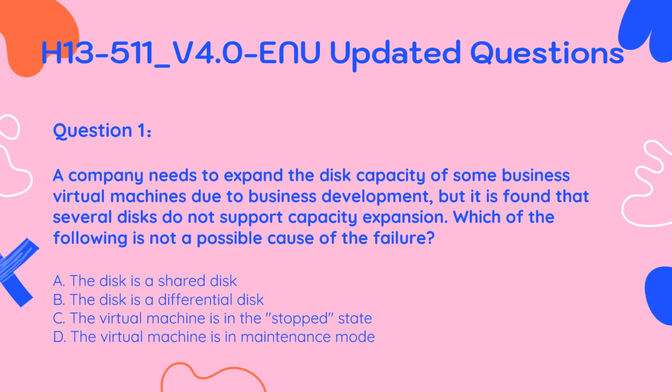Question 1. A company needs to expand the disk capacity of some business virtual machines due to business development, but it is found that several disks do not support capacity expansion. Which of the following is not a possible cause of the failure? A. The disk is a shared disk. B. The disk is a differential disk. C. The virtual machine is in the stopped state. D. The virtual machine is in maintenance mode.